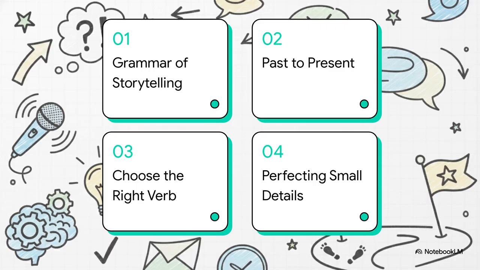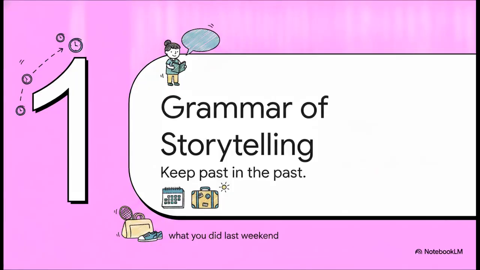So to lower your cognitive load today, we've built a clean 4-step roadmap to cure those common conversational symptoms. The grammar of storytelling, connecting past to present, choosing the right verb, and perfecting the small details. Okay, let's jump straight into Section 1, the grammar of storytelling, keeping the past in the past.